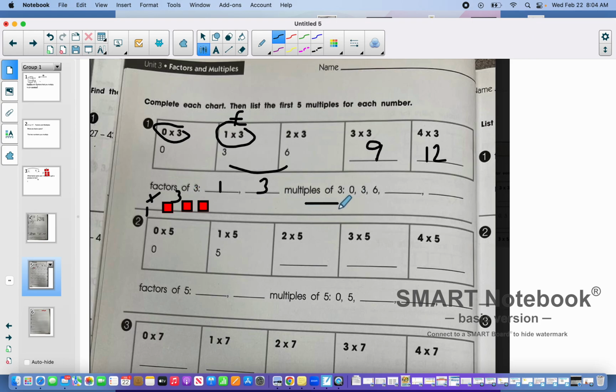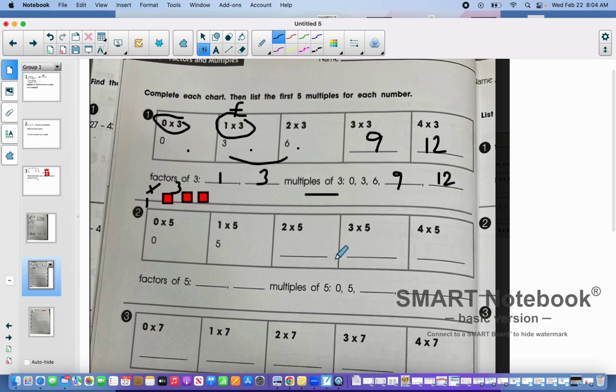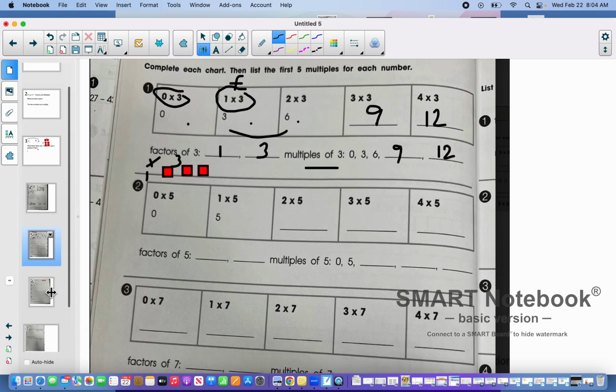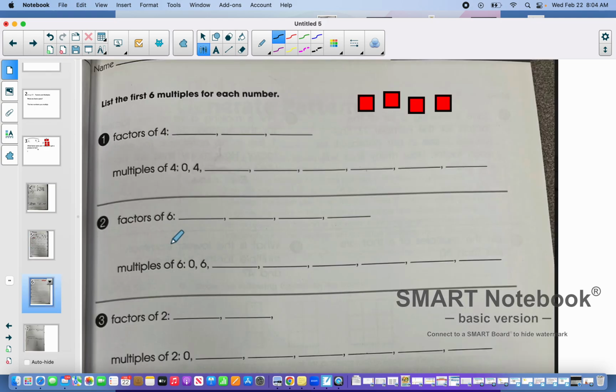The multiples are a little different. That's our skip counting. So we have 0, 3, 6, 9, and 12 are the multiples. Okay, see if you can work on the rest of that page. Okay, make sure you finish the other pages. Let's take a look at this page. Factors of 4. So again, factors.